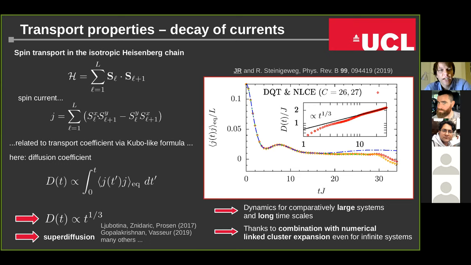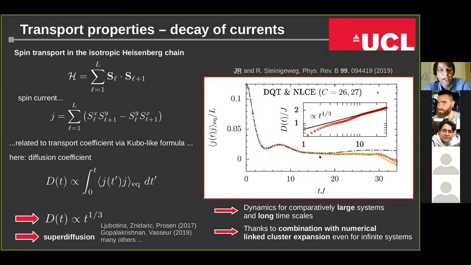And you get the diffusion coefficient as the integral over the current correlation function. And exactly this correlation function can be calculated very efficiently with typicality, with random states. So here on the right, you see some numerical data for this current correlation function. It decays with time. And here we not only get data for comparatively large systems, but we also do another trick, if you wish.